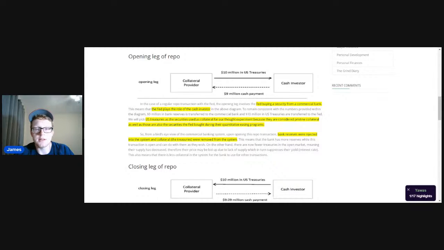Okay, so in this case, with a regular repo transaction, the Fed buys a security from a commercial bank.